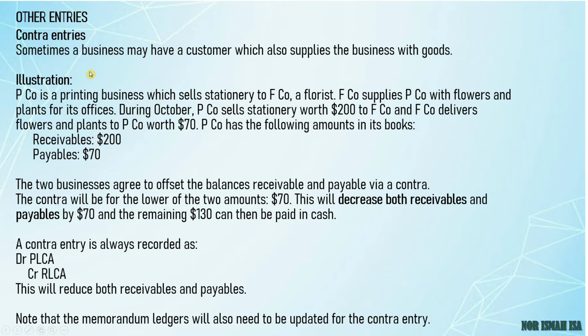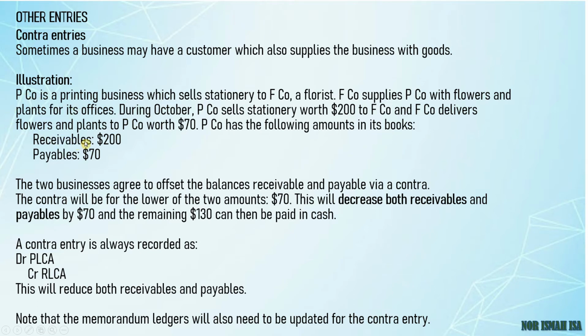Sometimes the business may have a customer which also supplies this business with goods. This means that this customer is also the supplier. For example, here, P company is a printing business which sells stationery to F company, a florist. F company supplies P company with flowers and plants for its office. During October, P company sells stationery worth $200 to F company, and F company delivers flowers and plants to P company worth $70.